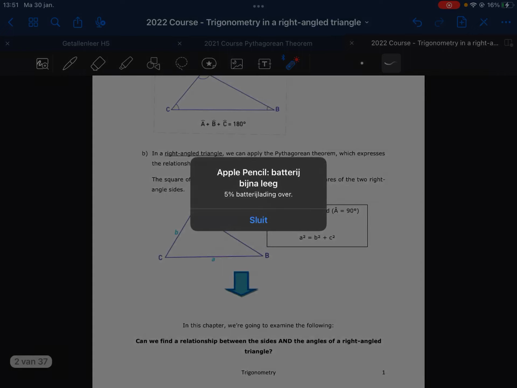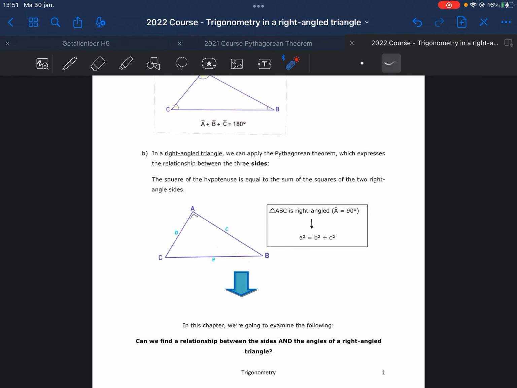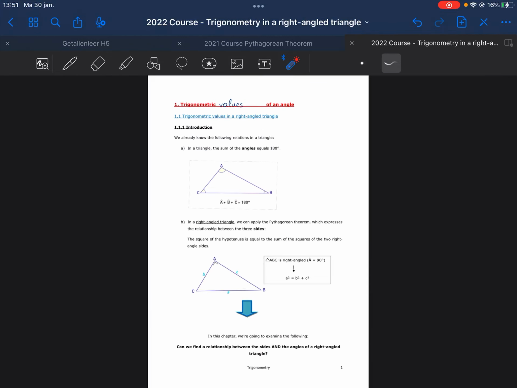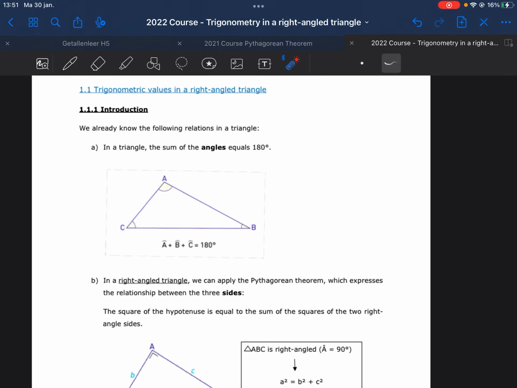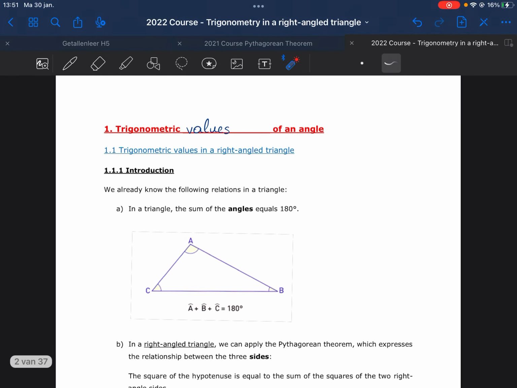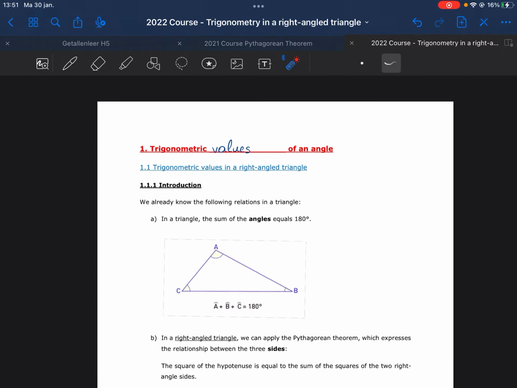Now, what are we going to do in trigonometry? We'll be trying to figure out if there's a relation between the sides and the angles. So a bit of a combination of these two. And these relations, we'll call them trigonometric values of an angle.